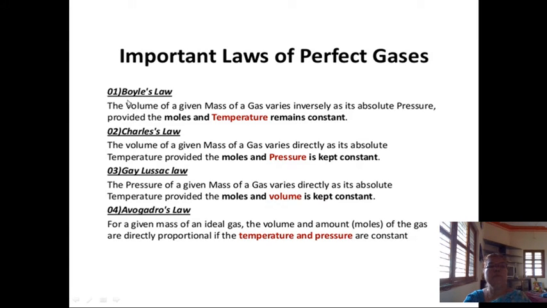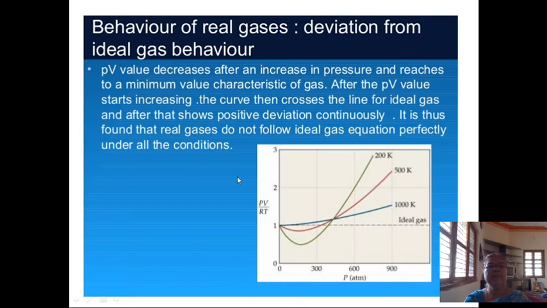That means gases obeying Boyle's law, Charles' law, Gay-Lussac's law, and Avogadro's law are called ideal, and the real gases show deviations from Boyle's law, Charles' law, Gay-Lussac's law, and Avogadro's law. We will see the deviations of real gases from Boyle's law here. The behavior of real gases, that is, the deviation from the ideal gas behavior, or the deviations of real gases from the ideal behavior.